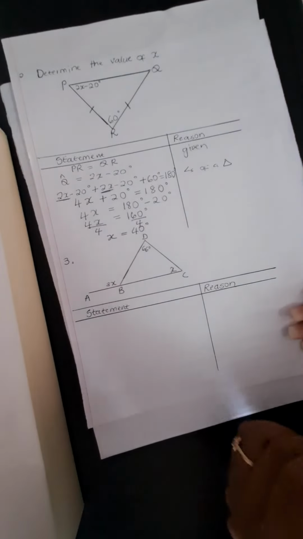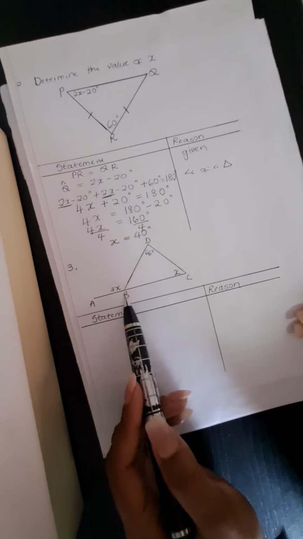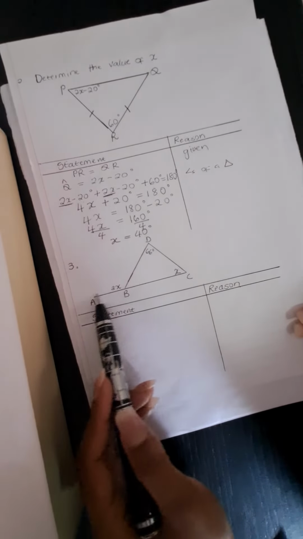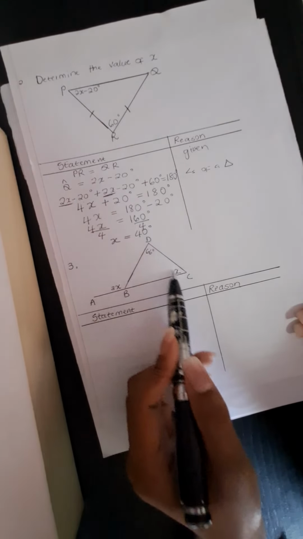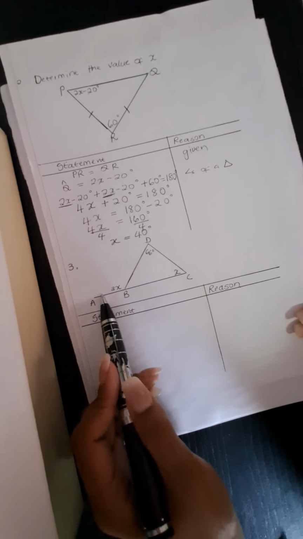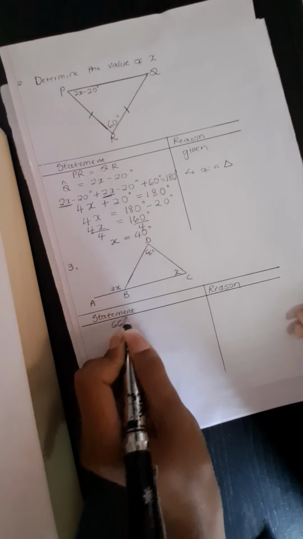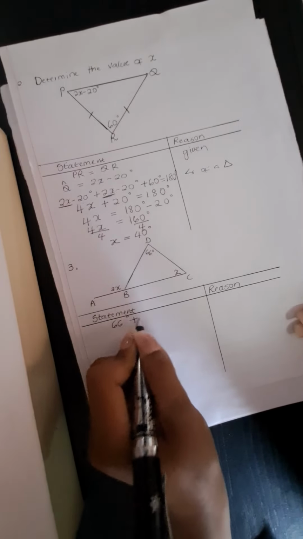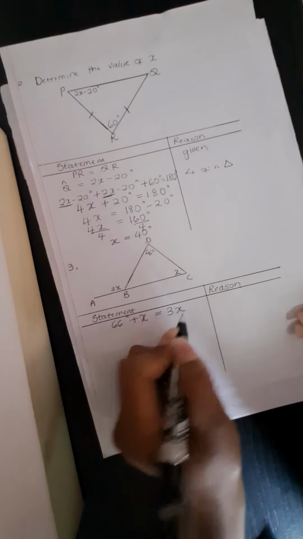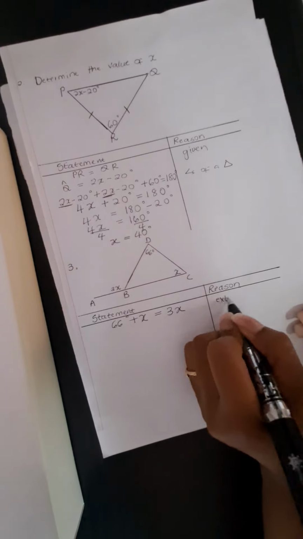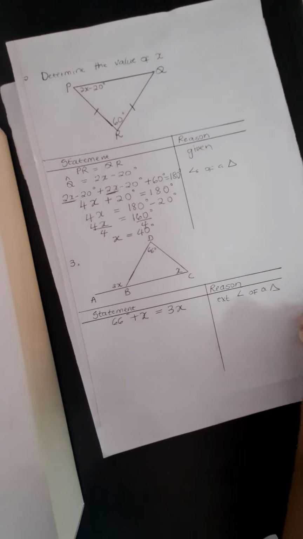So for our last example, we are having this triangle BCD, and then this line. So we know that if we add these two, they should be equal to 3x. Our statement will be 66 degrees plus x is equals to 3x. Your reason will be exterior angle of a triangle.